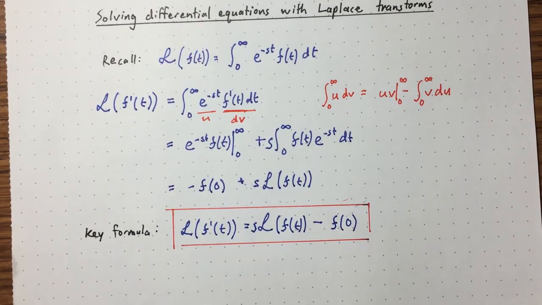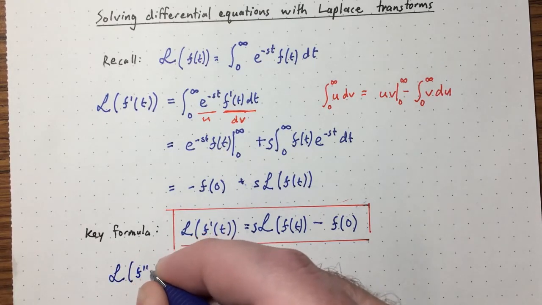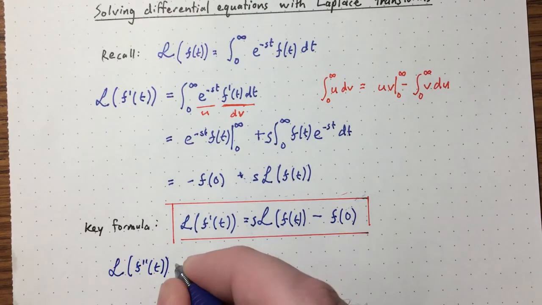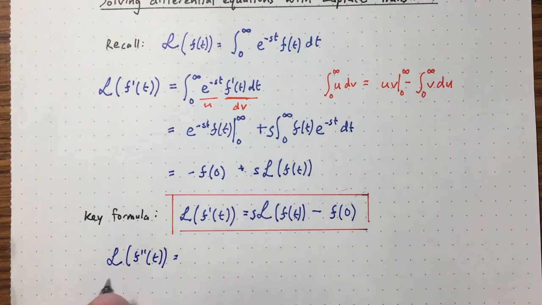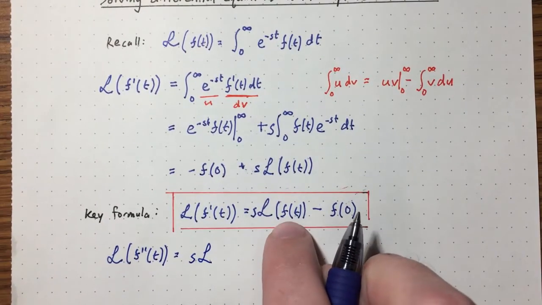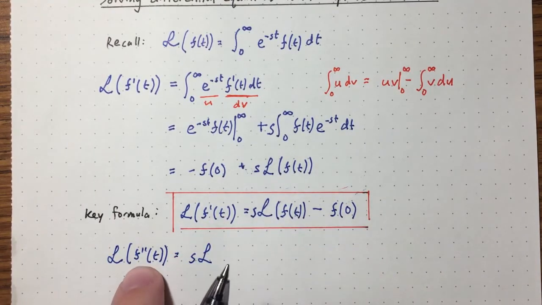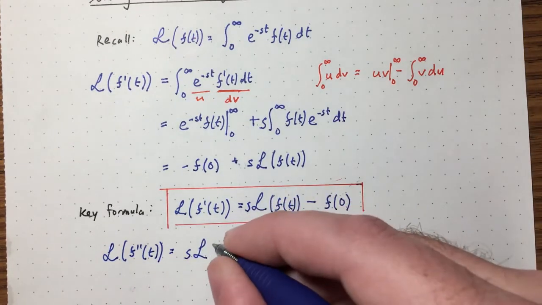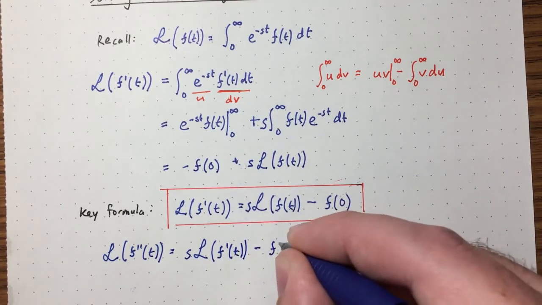Well, one other thing that we're going to need: we've solved some second order differential equations, and we'll probably want to do that again today. What about the second derivative? Well, we don't need to do this whole thing with integration by parts again. We can just apply this formula. So what is this going to be? It's going to be s times L of f of t, right? Here the antiderivative of f double prime is f prime. So I'll put f prime, and I have minus f prime of 0.